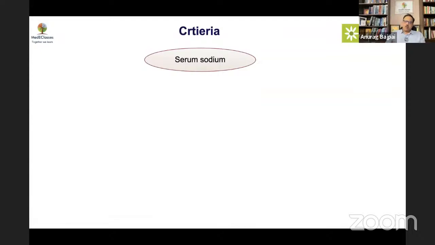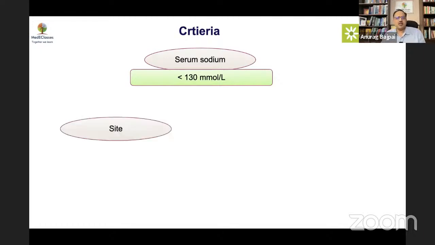Now, very importantly, what is hyponatremia? Sodium levels less than 130, I would say, is significant hyponatremia. Otherwise, people talk about 138 and 135, but what we are really talking about is less than 130.